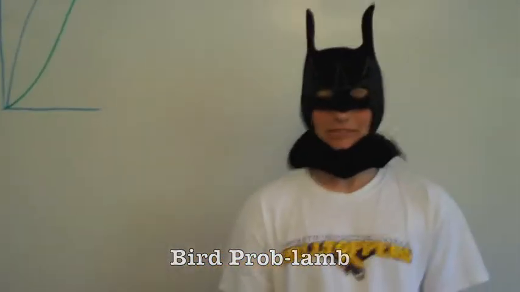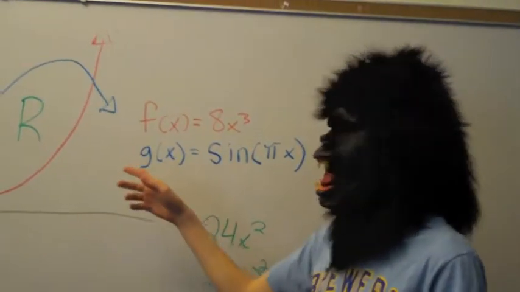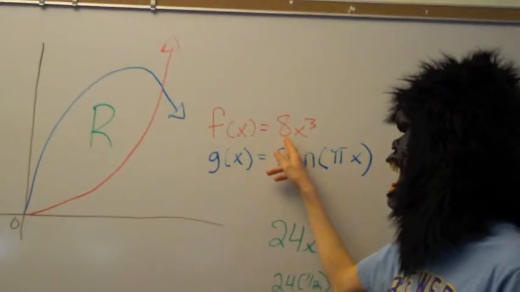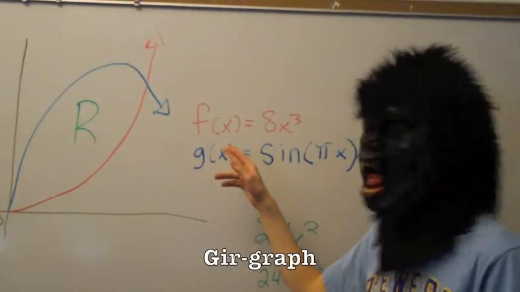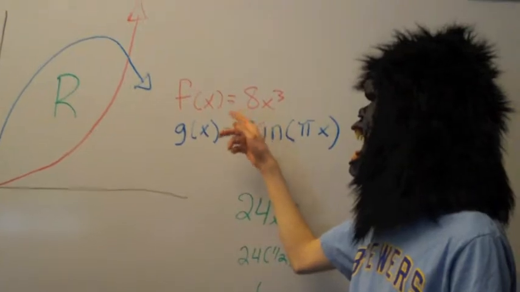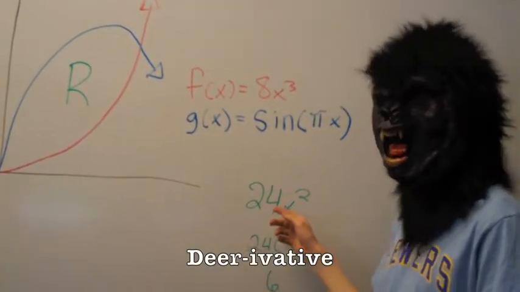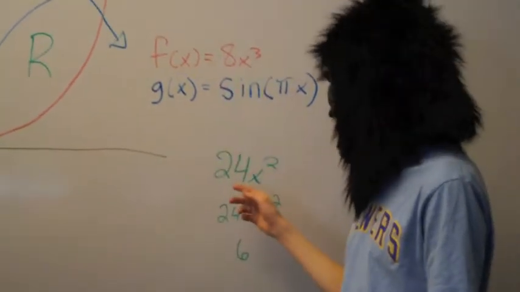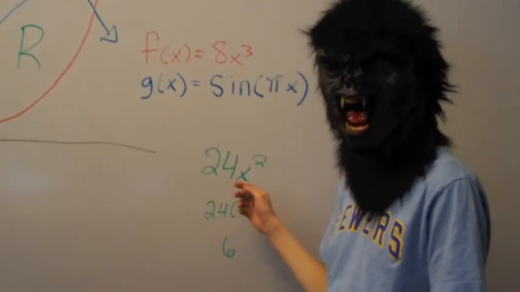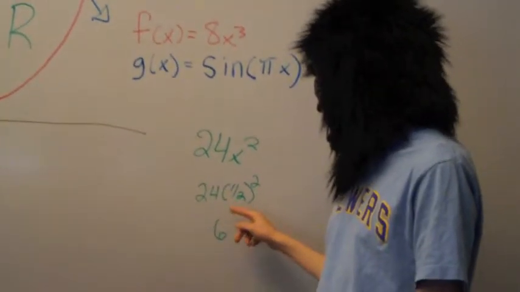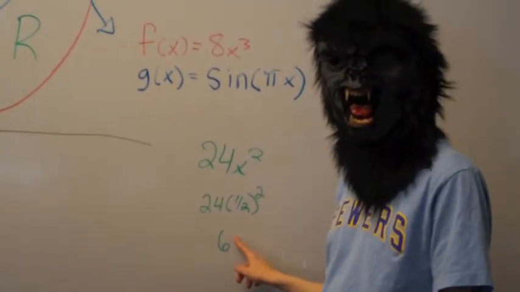We will be solving the third bird problem of the 2011 AP Calculus exam. Part A of this bird problem asks us to find the tangent line of the graph of f of x at x equals 1/2. First we find the derivative of the f of x graph, which gives us 24x squared. We then substitute in 1/2, and that gives us 6 for the slope.